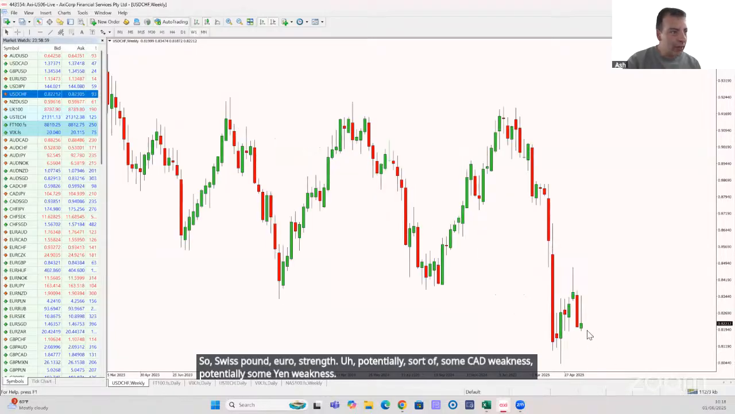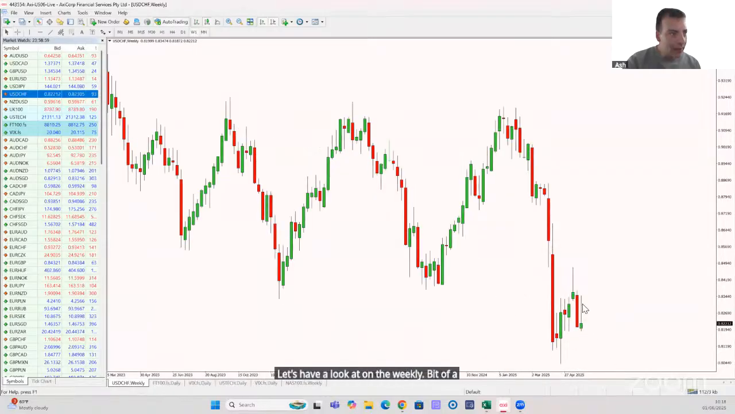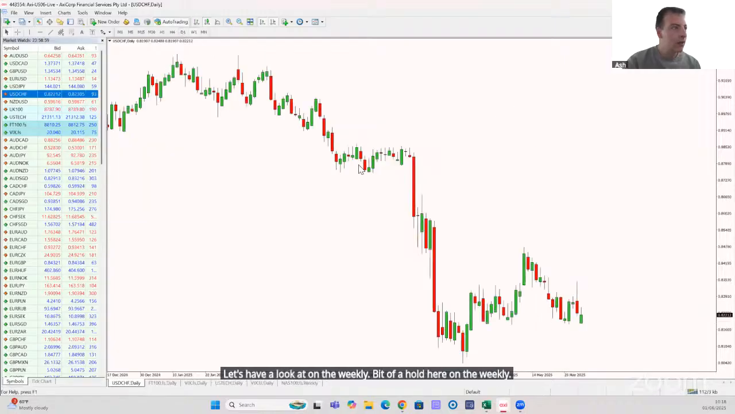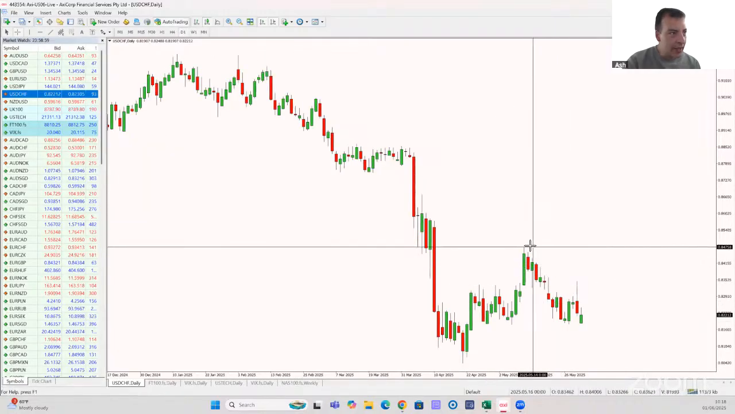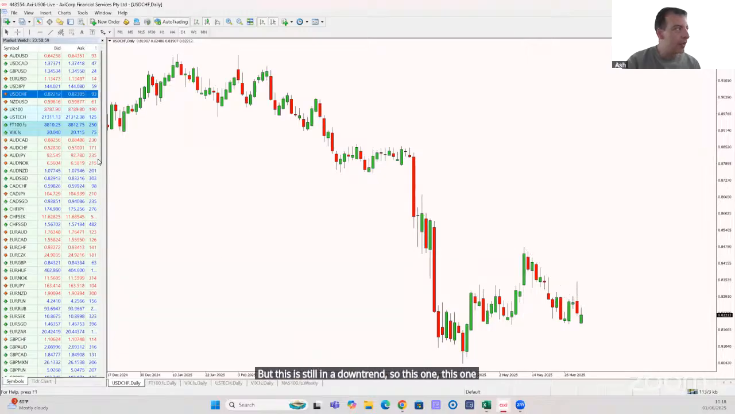Let's have a look at the weekly. Bit of a hold here on the weekly, but this is still in a downtrend. So this one's also definitely on the list.